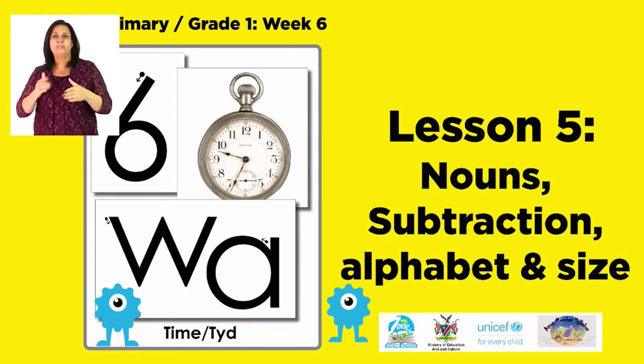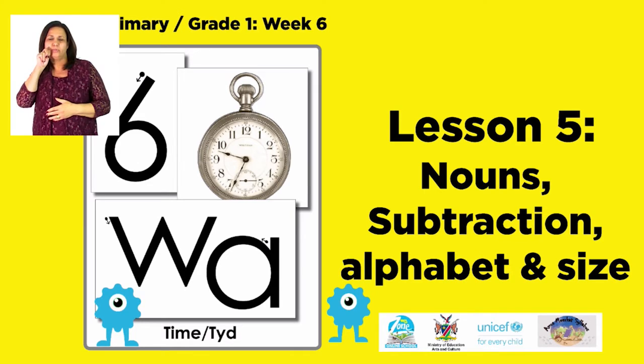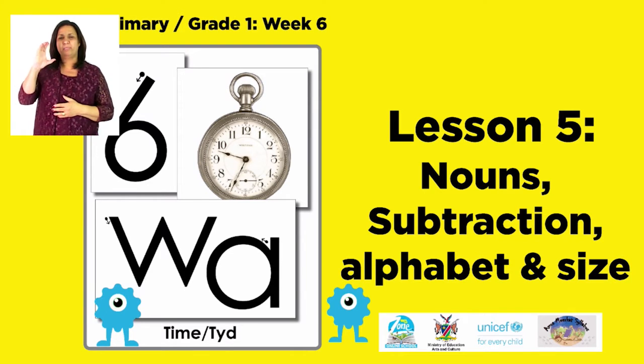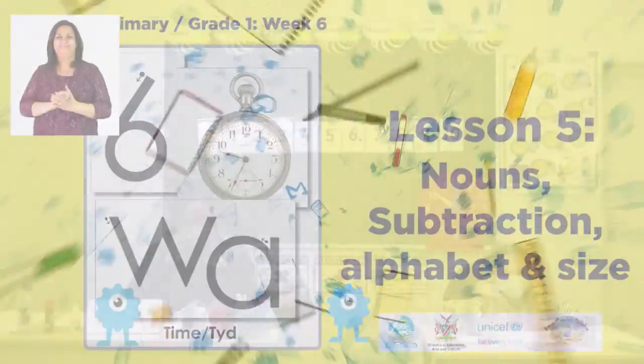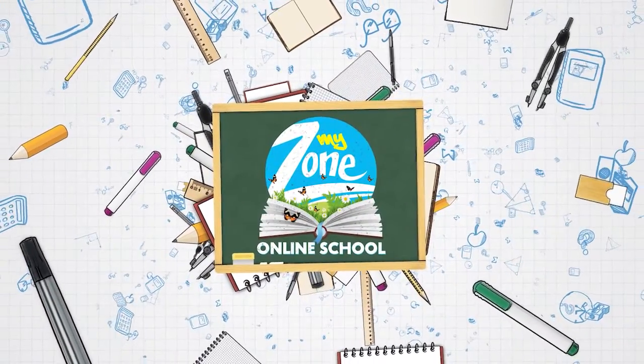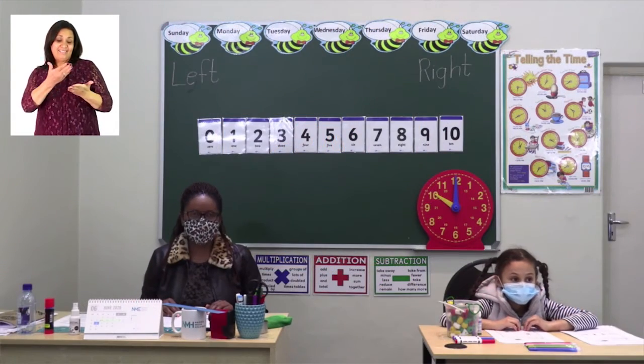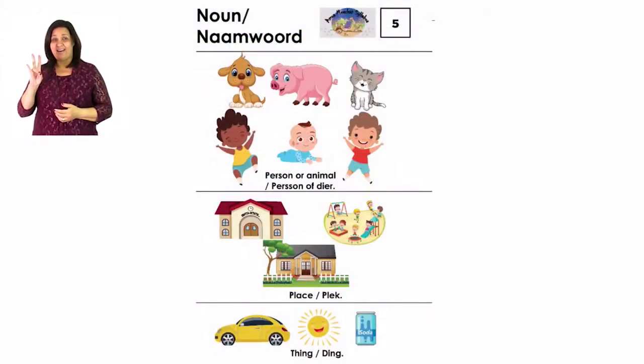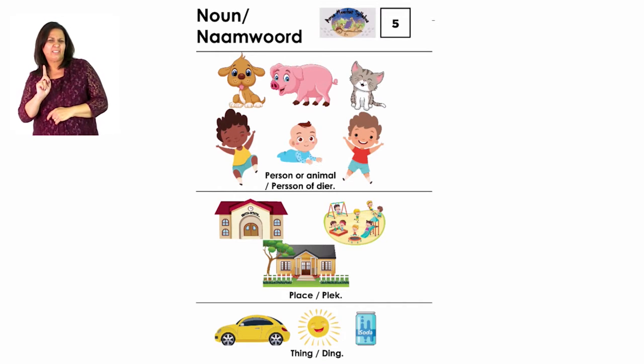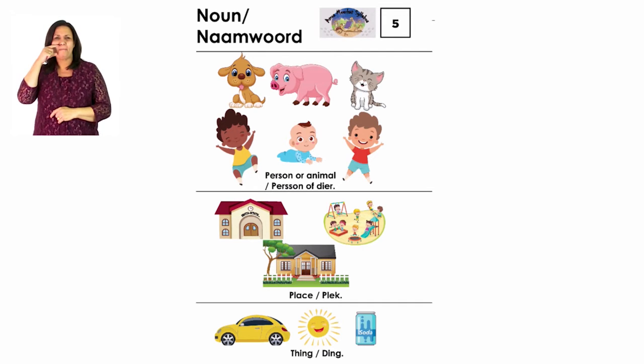Today's lesson is lesson number 5, and it's about nouns, subtraction, alphabet, and size. Let's turn to page 27 of our booklet, and the topic is nouns. What is a noun? A noun is a name of person, place, or thing.